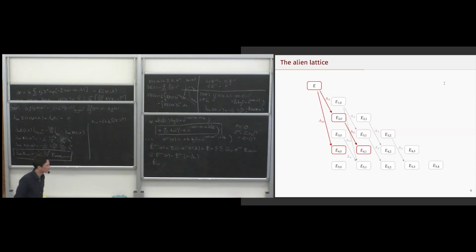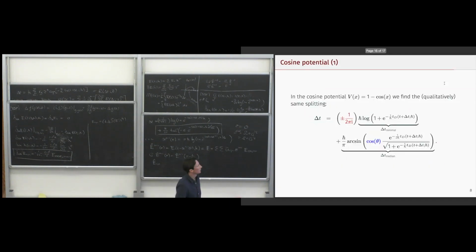Yeah, maybe. The thing is here, it's epsilon, right? It's plus or minus 1. If you do the same thing for the cosine, for the periodic potential, it will be the cosine of theta. And yeah, if you want, I can briefly show you that. So this is the splitting for the cosine potential.